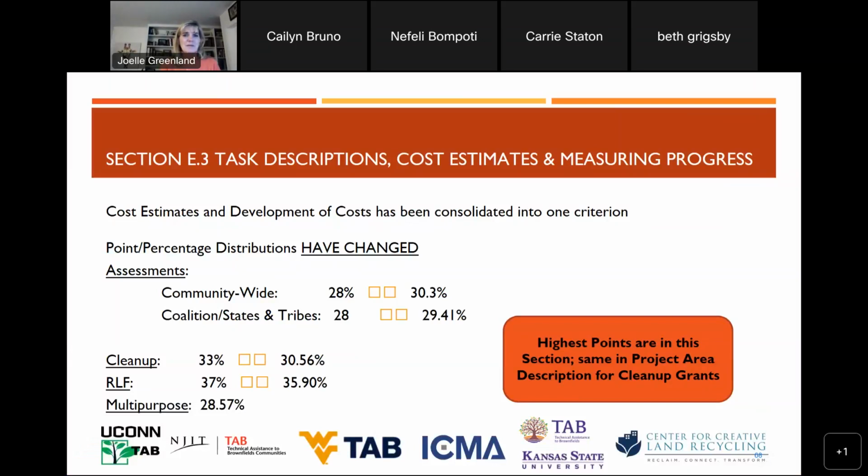So as I said, points are huge in each section, and this is no exception, okay? So there are 3 things, however: cost estimates and the development of the cost, right? They used to be separate, now they're consolidated.